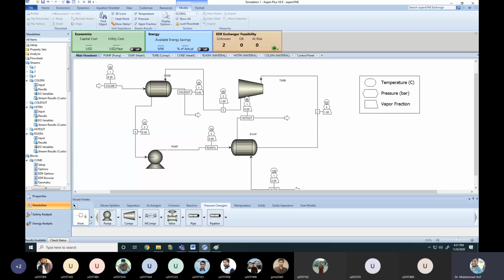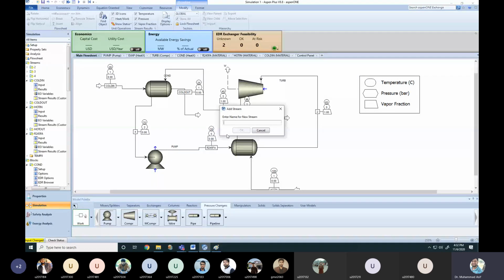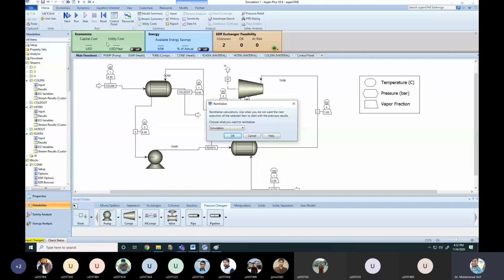Let's say you click on that work, then you will see the outlet, which is the output. When you click at the back, that will indicate the input. Because from the turbine we get the output, you click here and let's name it as work. W means the work output, right? So this is the work output. Again, you go to home, reset, okay, reset, and simulate again. If you simulate again, you can see that work.